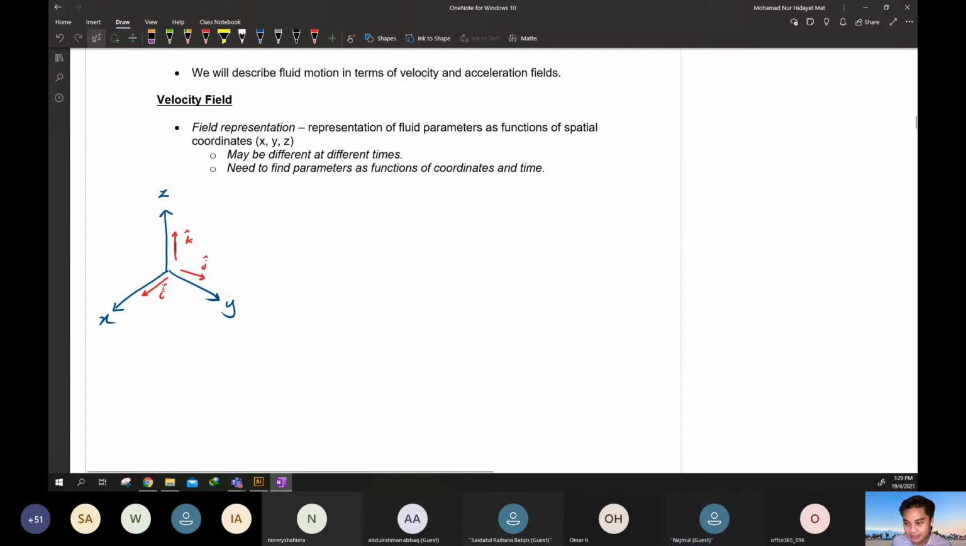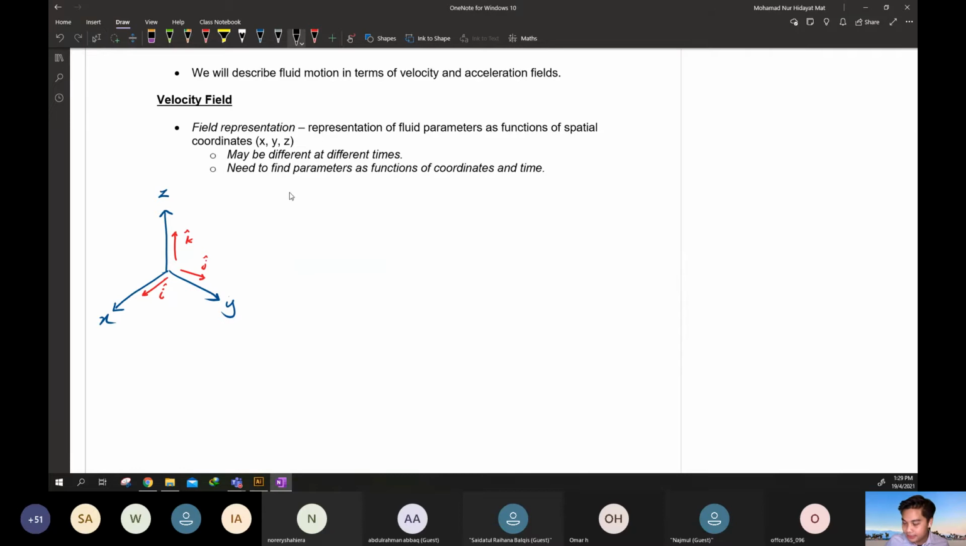Okay. So basically, you guys understand, yeah? This is actually a very basic principle. The i is the unit vector in terms of x direction, j and k. Okay, that is simple.